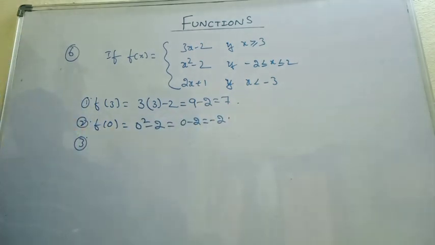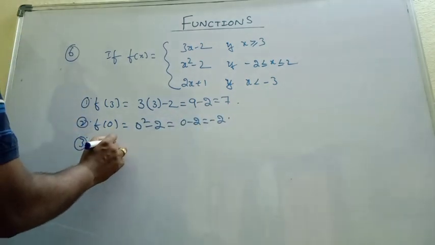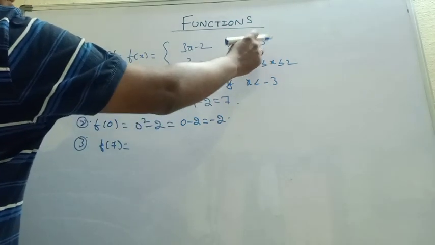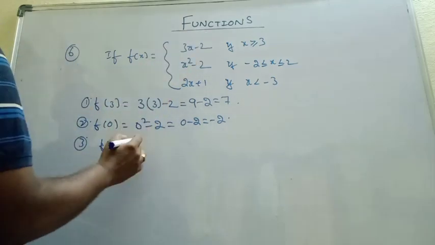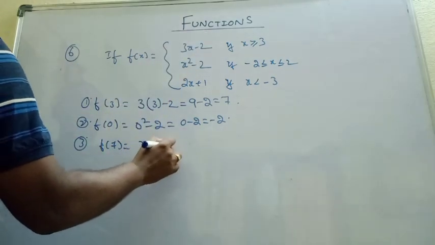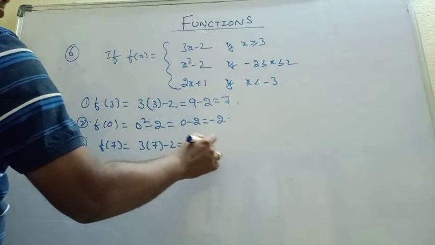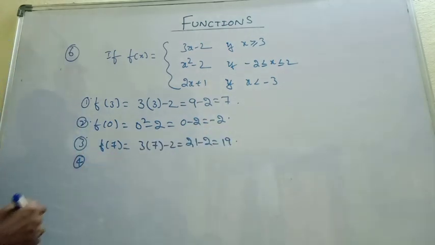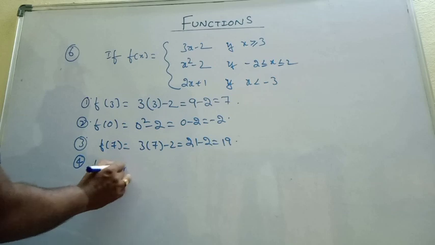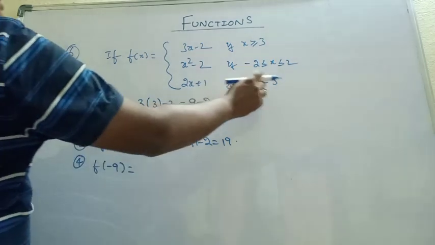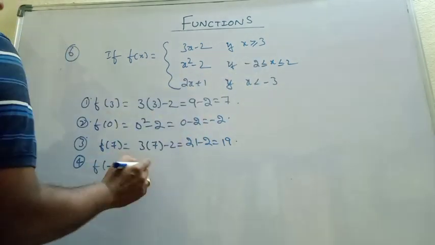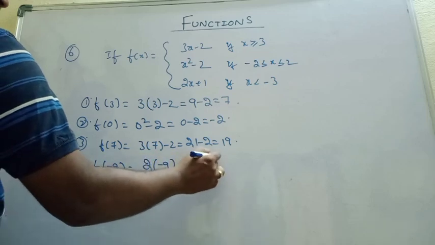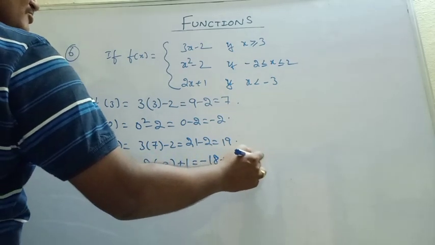Next we have f of 7. 7 is greater than or equal to 3, so I take 3 into 7 minus 2, 21 minus 2, that is 19. Next, f of minus 9. x is less than minus 3, and minus 9 is less than minus 3, so that becomes 2 into minus 9 plus 1, minus 18 plus 1, that is minus 17.